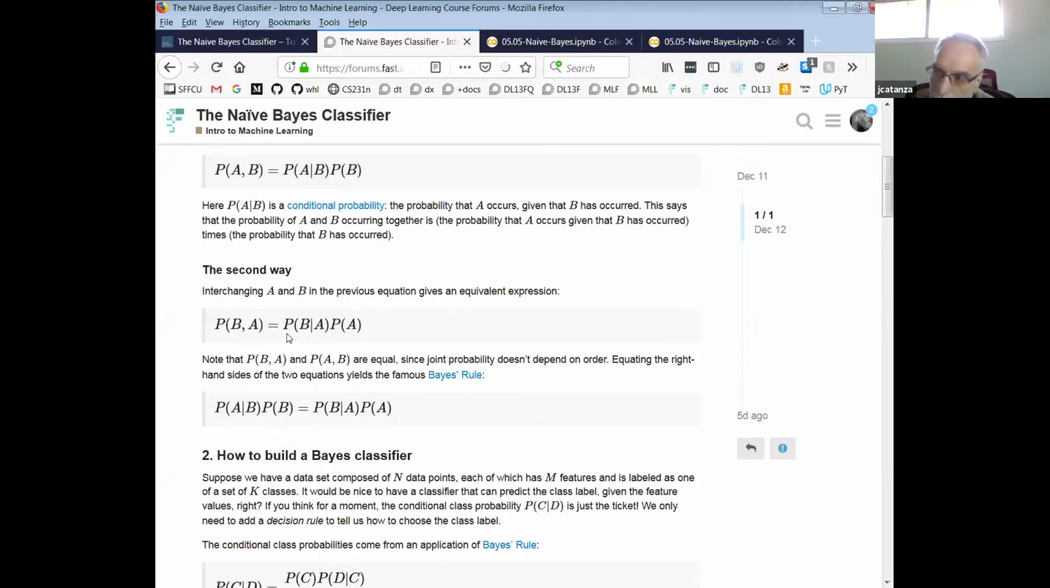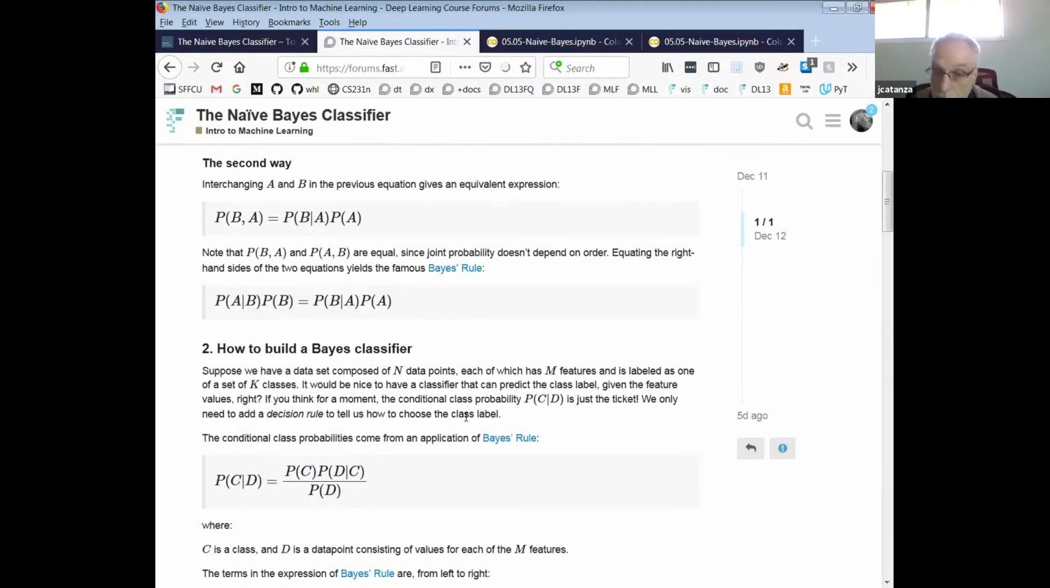And just by interchanging A and B in that first equation, you get the second equation, the probability of B given A times the probability of A. So both of those things are the same, so I can just equate the right-hand side. And that's the statement, the third equation there, which is this one. And this is basically Bayes' rule. That's all it is. It's basically a statement about joint and conditional probabilities that follows from their definition. So that's it. That's Bayes' rule.